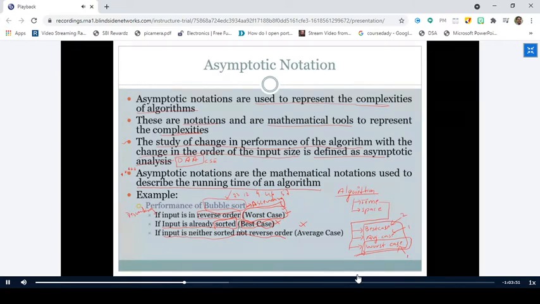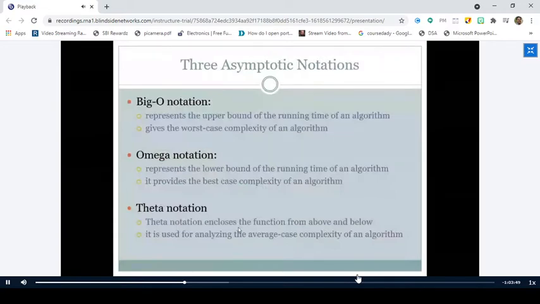Yes, sir. Right. Now, how many types of asymptotic notations are there? There are three types of asymptotic notations. That is big O notation. From here, you should learn everything. The first one is big O notation. You should read it as big O, and you write it like this. And what does this big O represent?